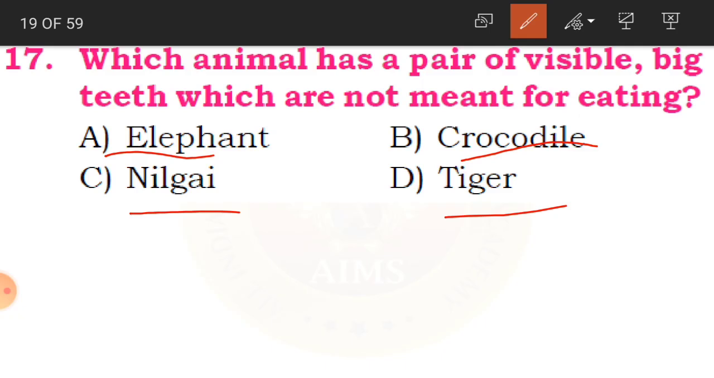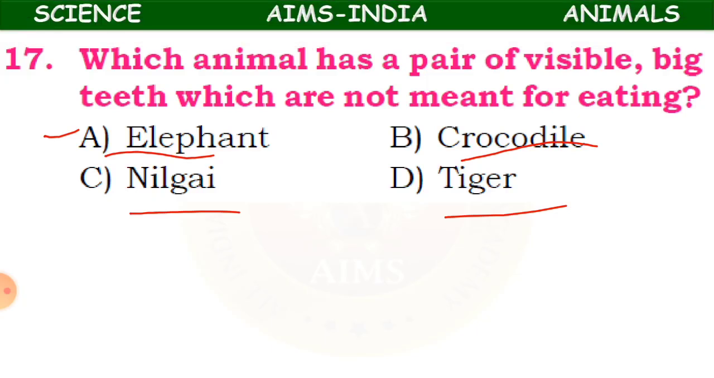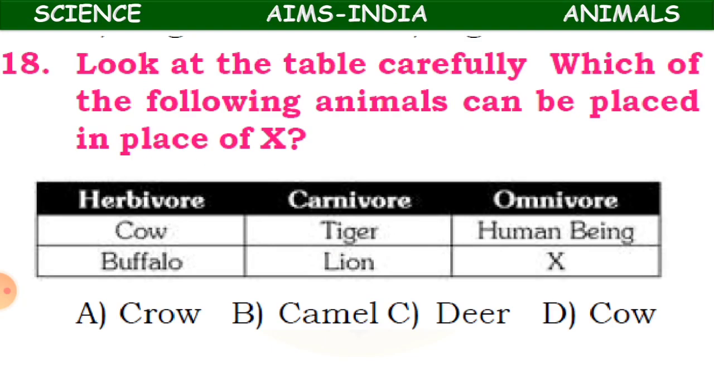So what is the correct option here? A, that is elephant. The tusks, as it is, we call them trunk. This is not meant for eating actually. It just catches hold of something, but it does not eat. So this is the correct option.